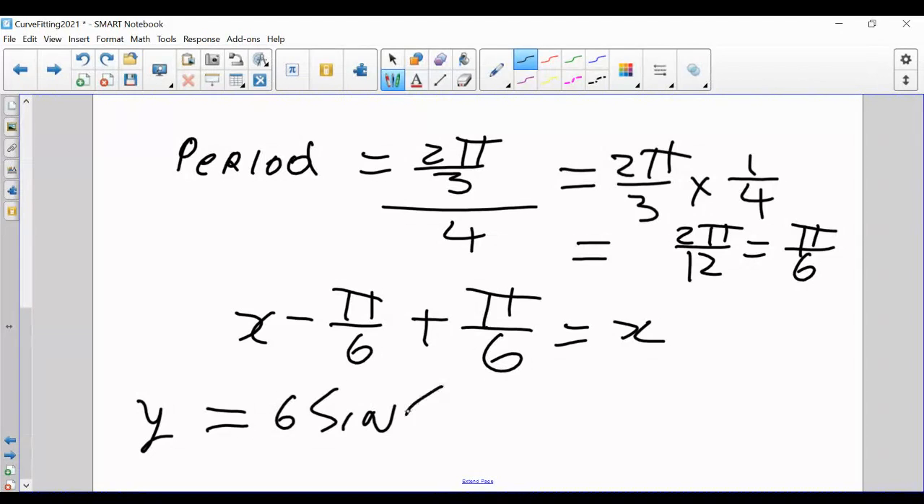So it was 3 before, so it's now 3. And then we don't need a phase shift, just with 3x there. And I think it was minus 1 or plus 1.